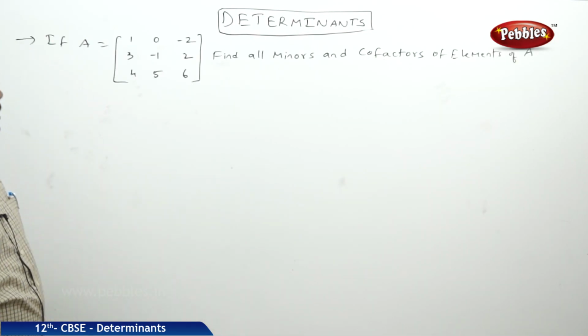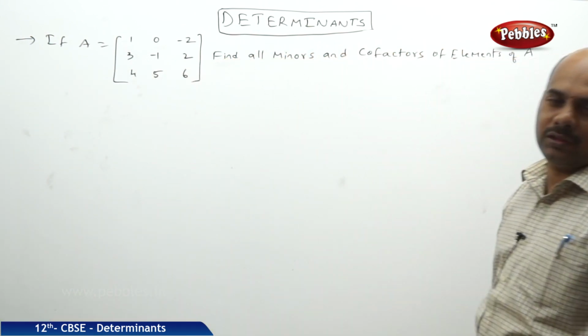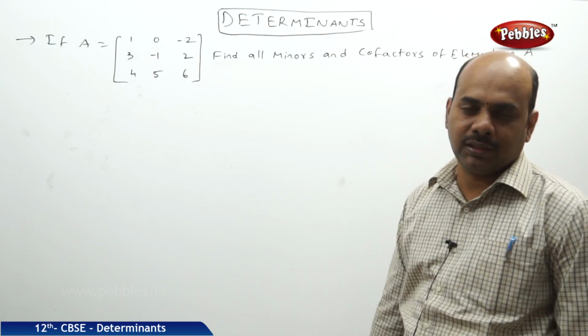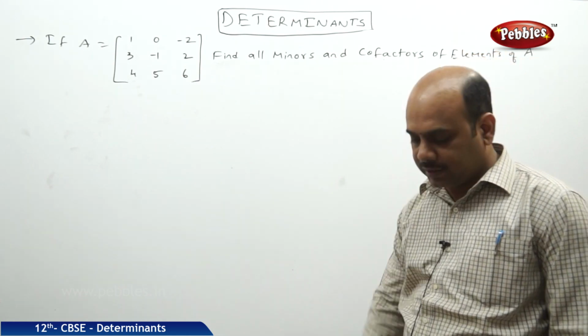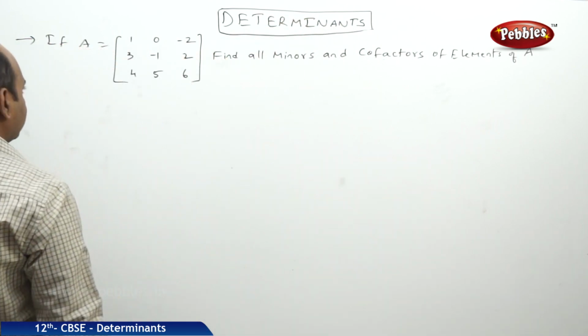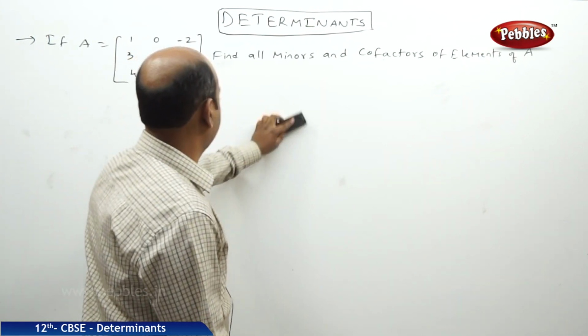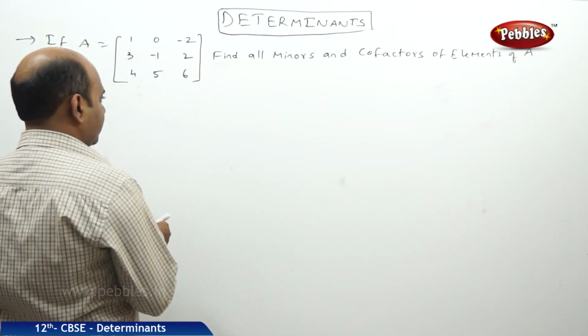Right friends, now we shall see a problem based on finding the minors and cofactors of capital A. Up till now I just said orally what we mean by minor and cofactor. In a practical manner we shall now see it. So this is the given matrix for us. Capital A is equal to 1, 0, minus 2, 3, minus 1, 2, 4, 5, 6.